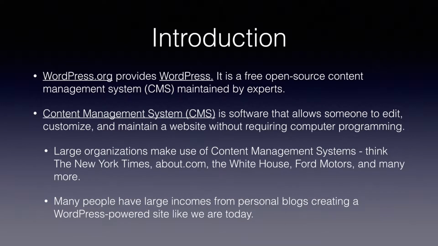So before we get started, we need to learn some definitions. WordPress.org provides WordPress. WordPress is a free open source content management system maintained by experts. A content management system is a software that allows someone to edit, customize, and maintain a website without requiring any computer programming. Large organizations make use of content management systems. Think of the New York Times, About.com, the White House, Ford Motors, and many more. Many people have large incomes from personal blogs because they simply created a WordPress-powered website like we are going to do today.